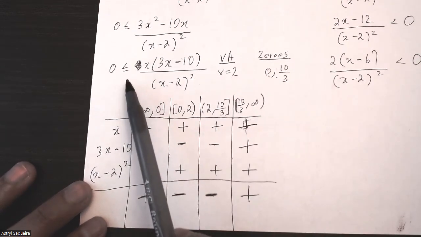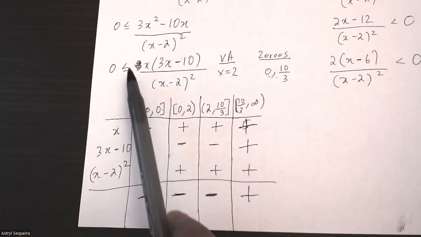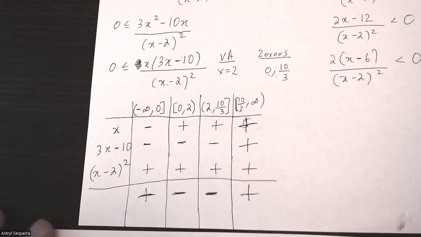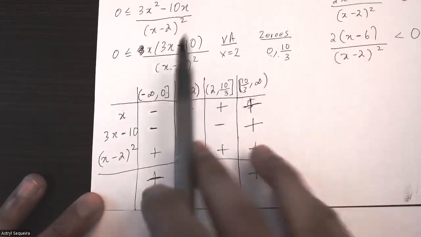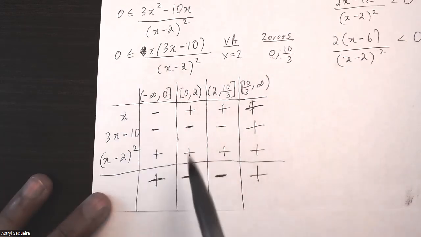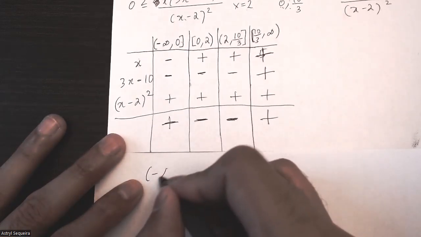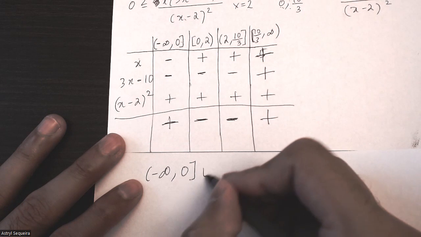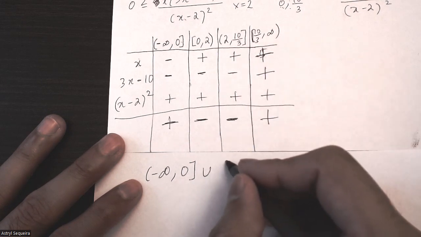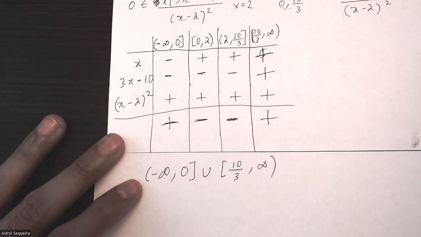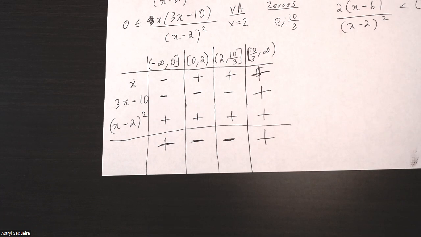Now this inequality is asking me where this is less than or equal to 0. So I'm going to write my answer on a different page because I need a bit more space. Where is this equation greater than or equal to 0 in the positive intervals is our solution for this one. So the first one is from negative infinity till 0. And then the second one is from 10 over 3 till infinity. I'll keep that on the side for a second.